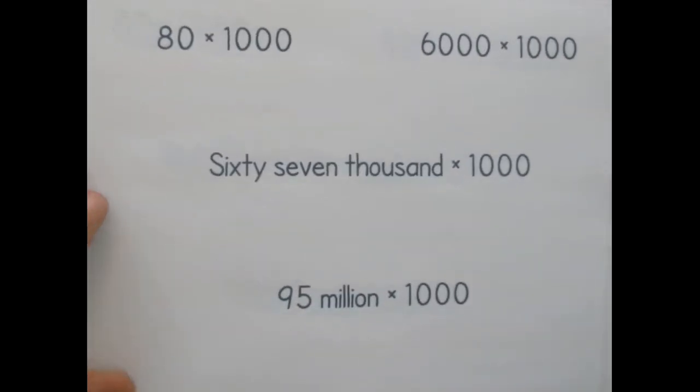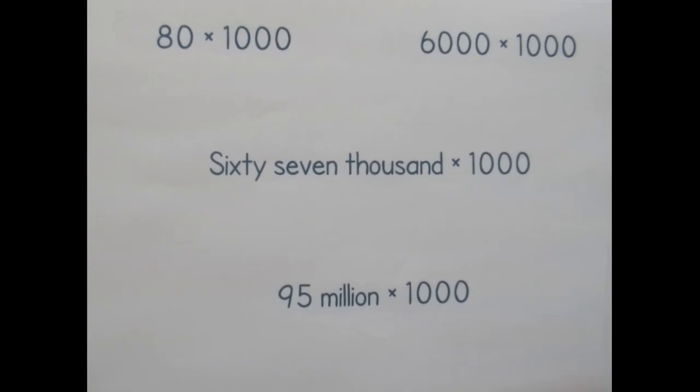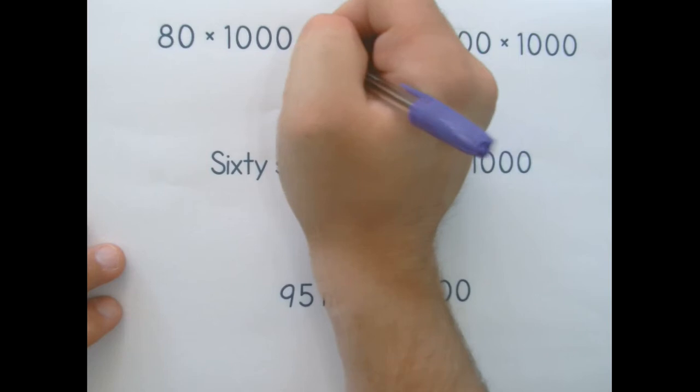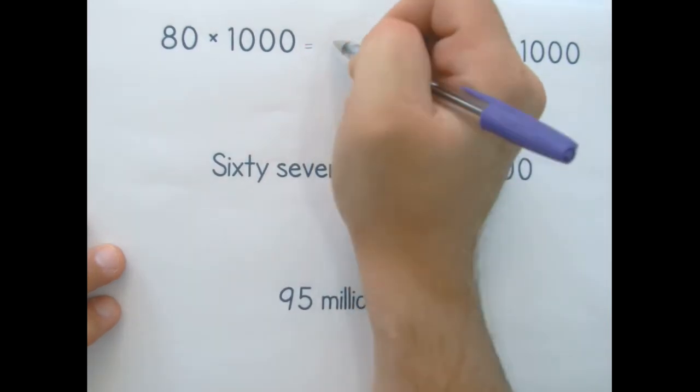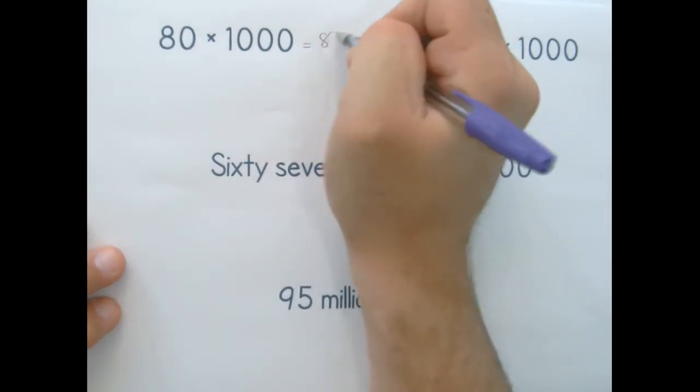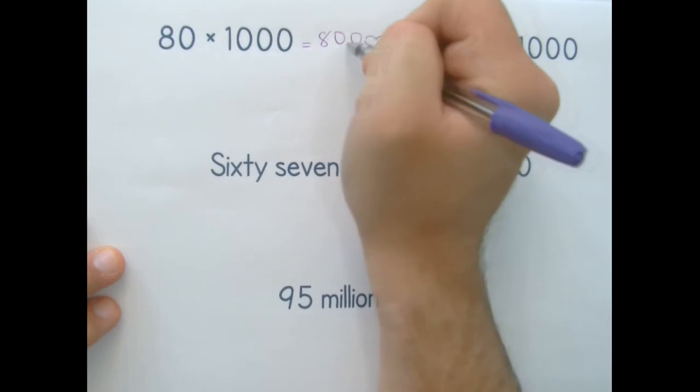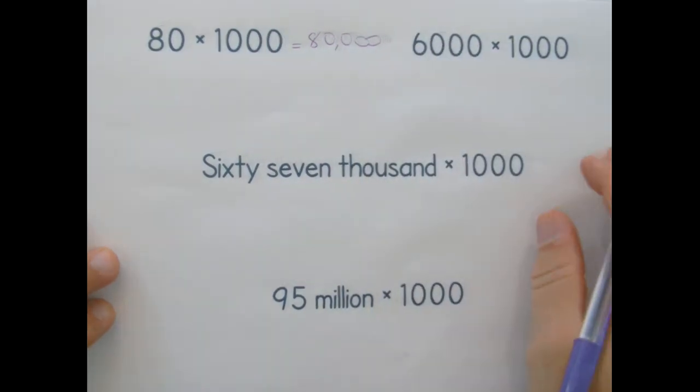Times it by 1,000. This principle works, it just keeps on going. So times by 1,000, well, we add on 3 zeros. So 80,000 of course. So there's 3 zeros in 1,000.